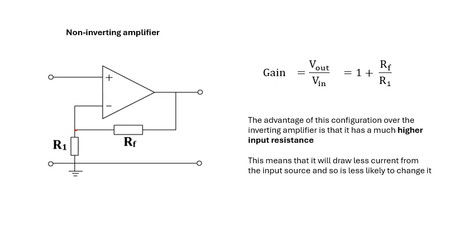So the gain for the non-inverting amplifier is 1 plus RF over R1. The advantage of that configuration is that this amplifier has a much higher input resistance. If you go back and look at the circuit for the inverting amplifier, the input resistance for the inverting amplifier is Rin plus RF. The input resistance for this amplifier is almost infinite because it's the resistance of the op-amp itself. And that means that this will draw a lot less current from the input source, so it's less likely to change it.